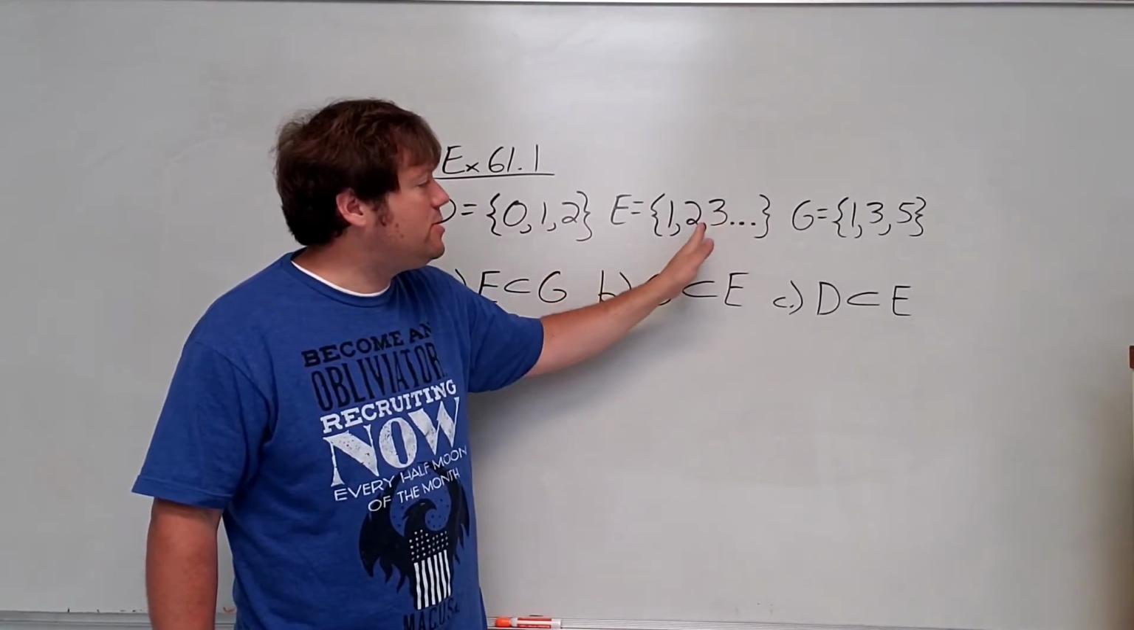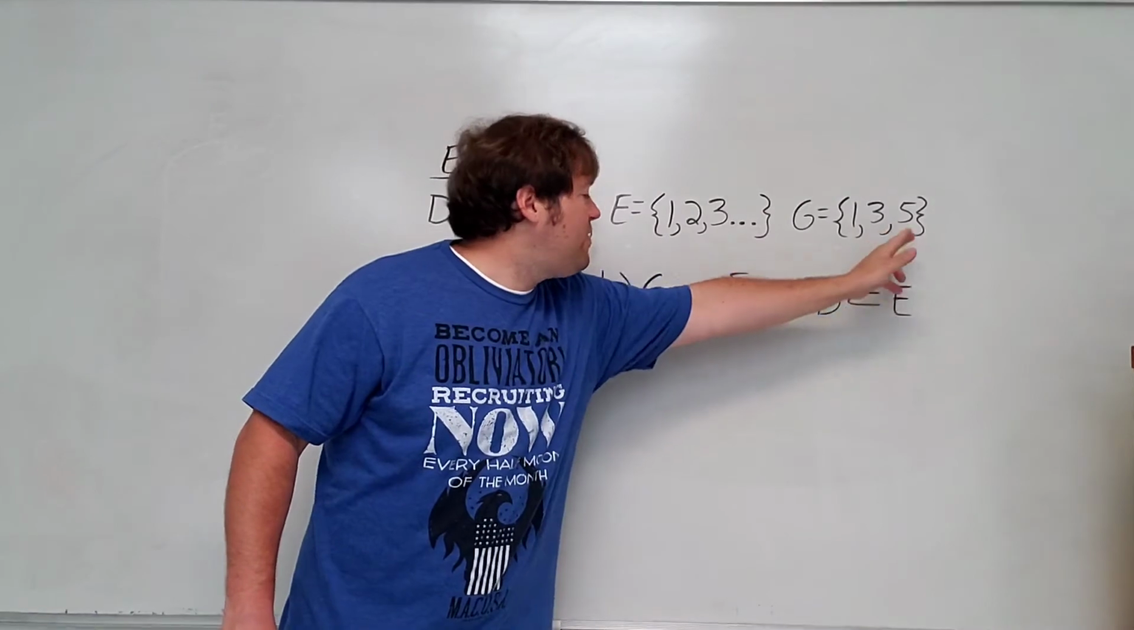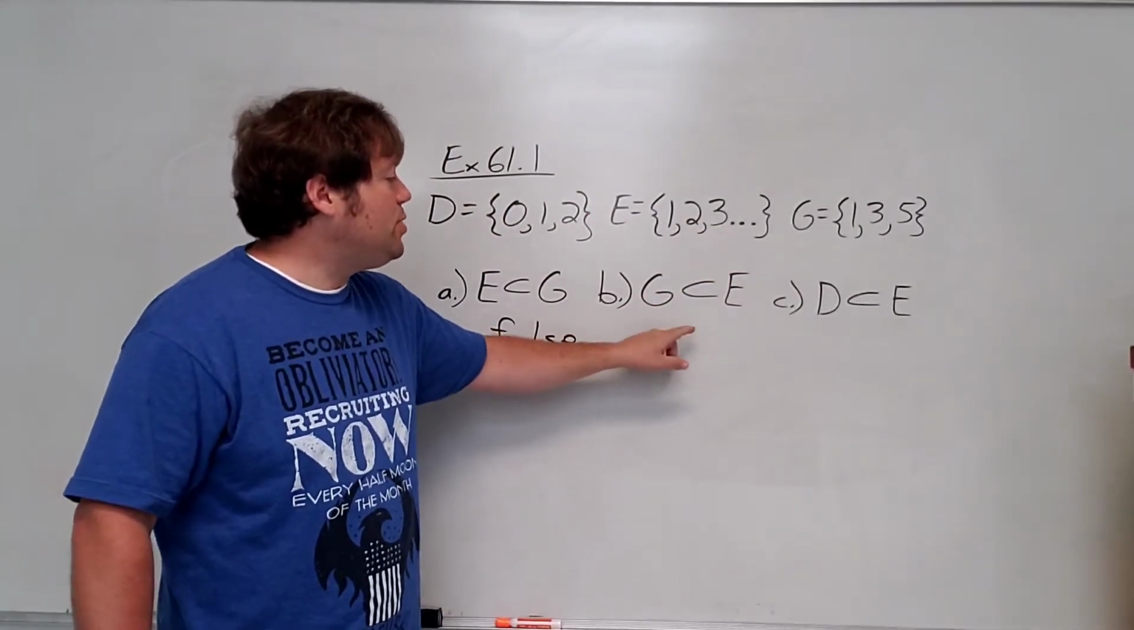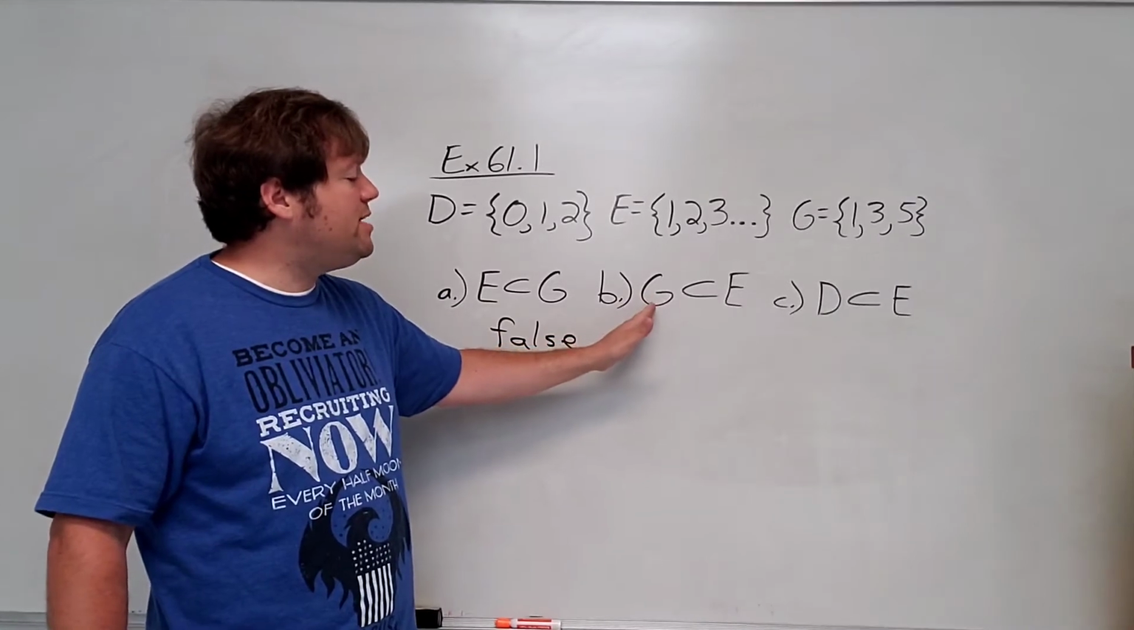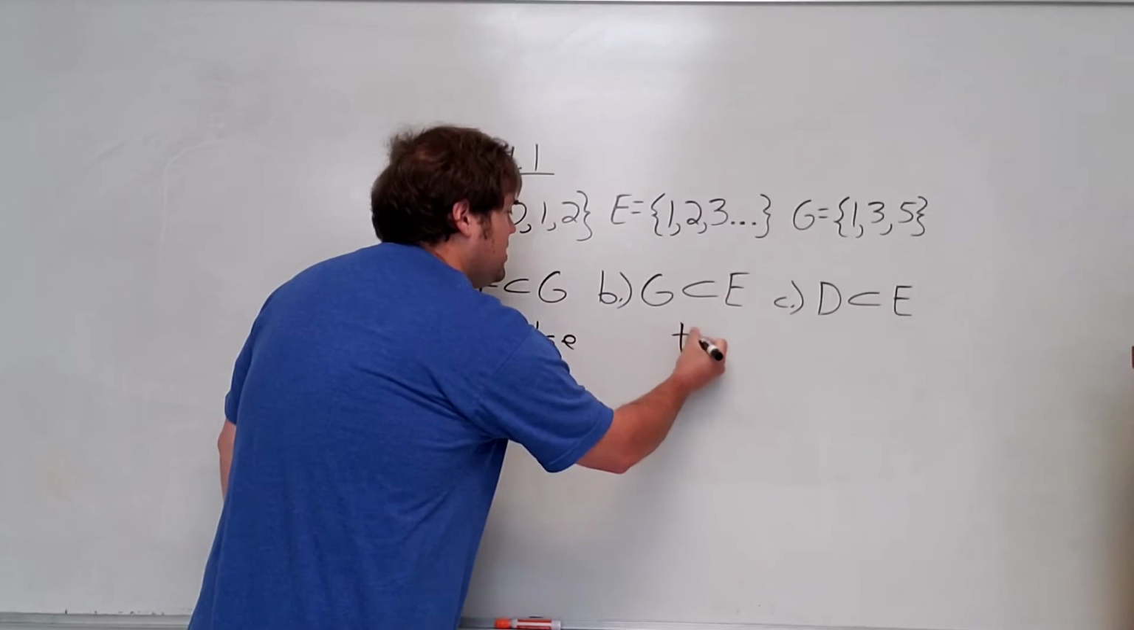Remember, the ellipses tell us that this list continues, so it will get to 5. So that means 5 is also a member of this set. So this one is true. All the numbers in set G are also in set E. So this one is true.